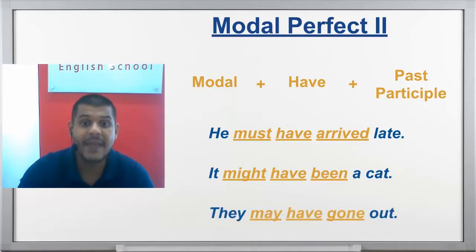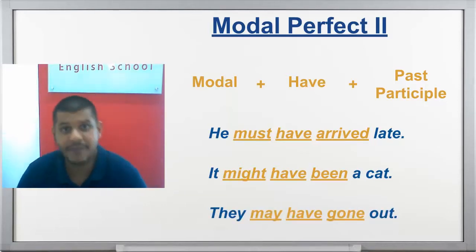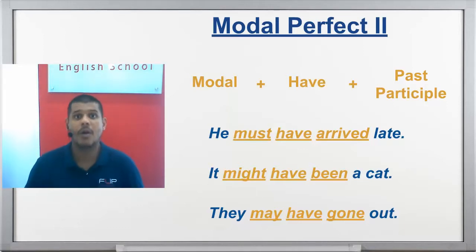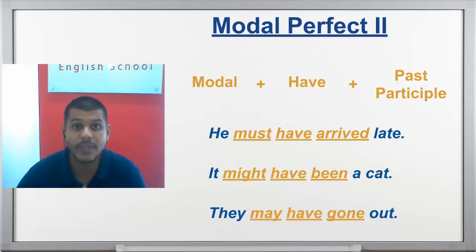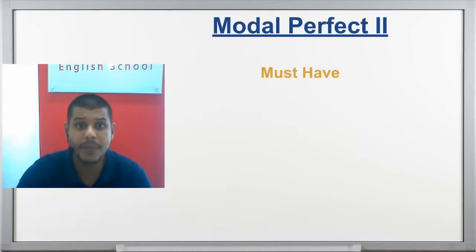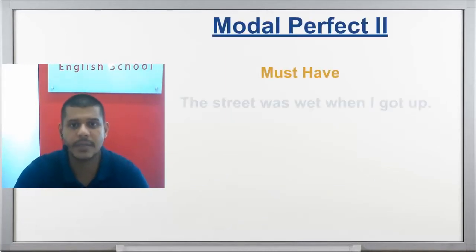And finally, they may have gone out. May plus have plus gone, which is the past participle of the verb go. So when I say they may have gone out, I'm saying that I believe they went out, but I'm not sure. All right? Now, let's be more specific. Let's talk more specifically about each one of those. First, I'm going to be talking about must have. So pay attention to this.